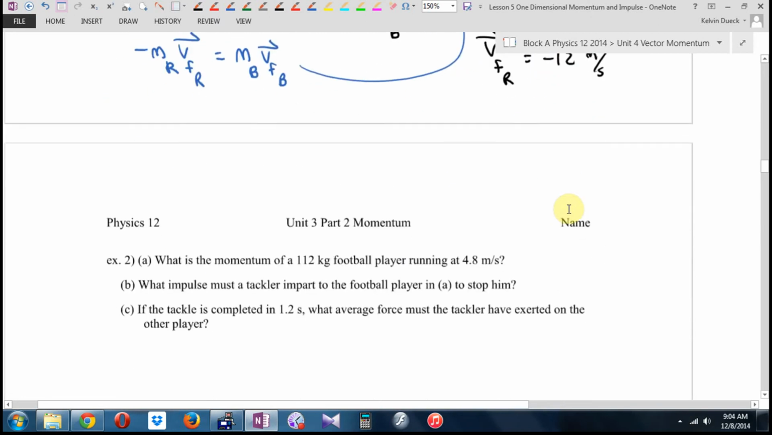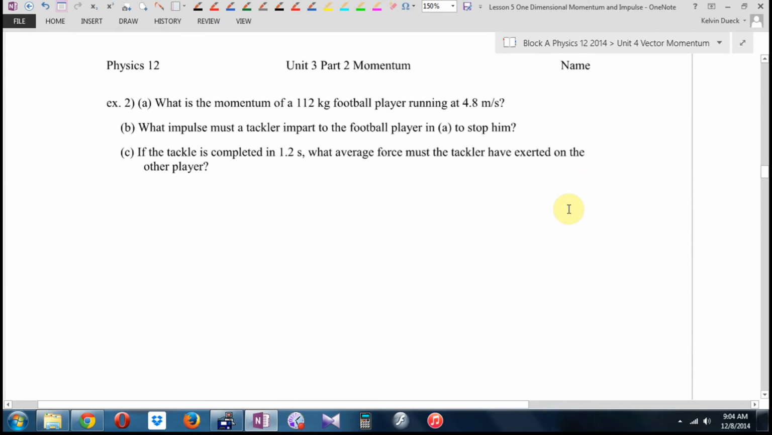Turn the page. Football. Tackling is a collision. What is the momentum of a 112 kilogram football player running at 4.8 meters per second? Jake, momentum is what times what? So it's going to be mv vector, 112. By the way, this isn't a collision yet or anything, so I'm not freaking out. I'm just plugging and chugging, times 4.8.